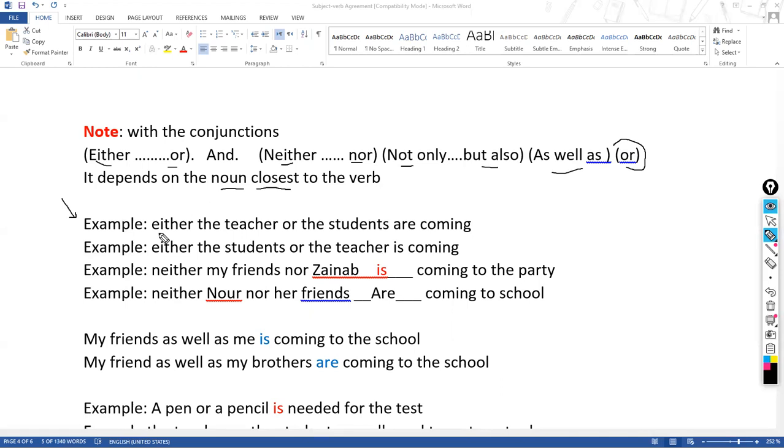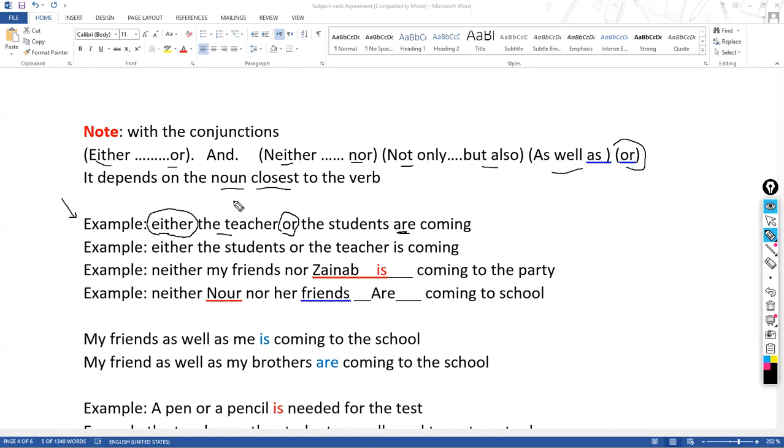This example is saying either the teacher or the students are coming. First of all, sooner I used either with or. I have to be careful if I want to use either alone or with or. Now this is either with or. The rule is saying this is the verb are. The rule is saying I have to take a look at the closest noun.